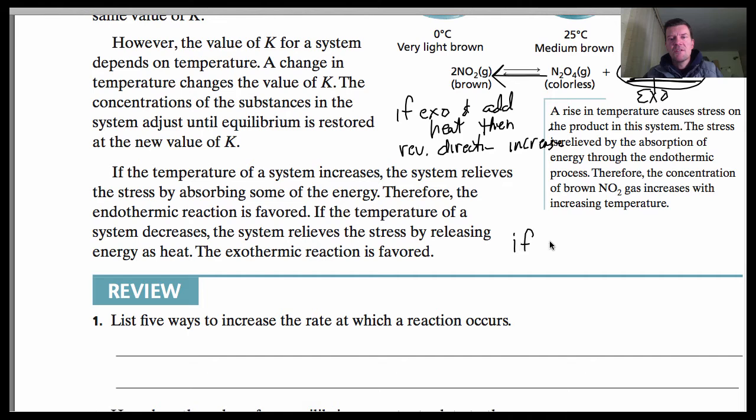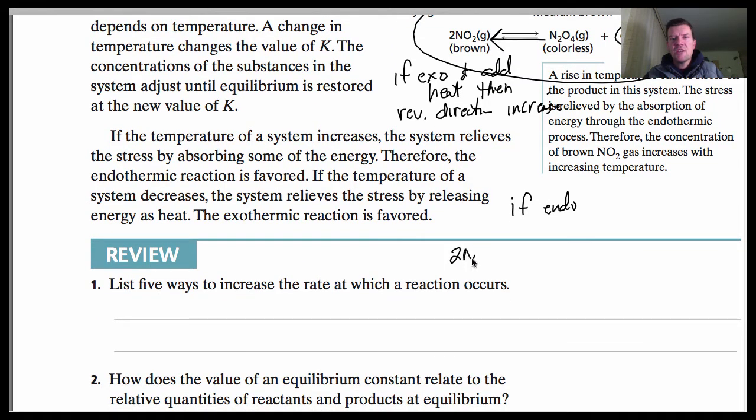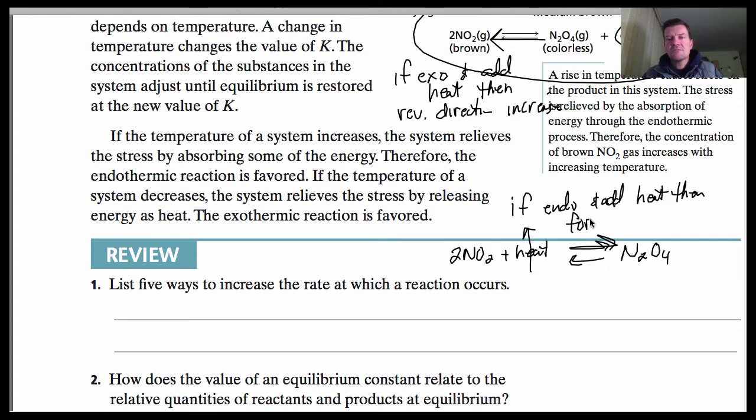If it's an endothermic reaction, so let's imagine here, let me just change this. It's not true, but let's just say that 2NO2 plus heat produces N2O4. Now you'll notice that heat is a reactant. This time if I increase the heat, what's it going to do? It's going to use up some of that heat and go in the forward direction. So if it's an endothermic reaction and you add heat, then forward direction is going to increase.